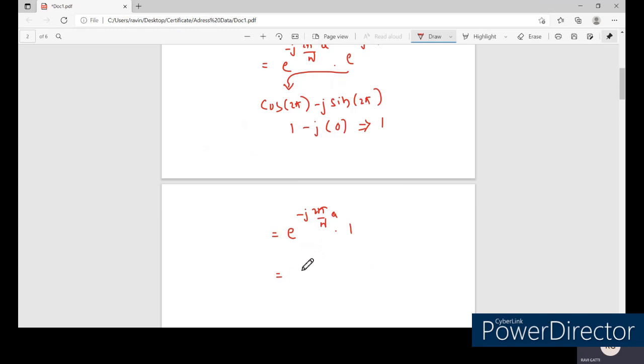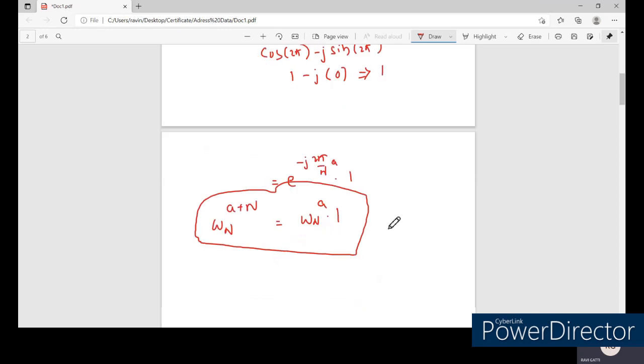It is a Twiddle factor, that is nothing but omega n to the power of a into 1. Therefore omega n to the power of a plus n can be written as omega n to the power of a. So this we call the periodicity property of the Twiddle factor. It is a fundamental period with a period whose value is equal to n. Okay, so this we call periodicity.